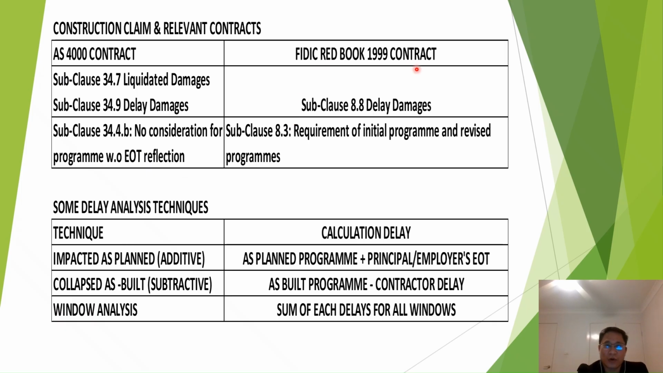As for the FIDIC Red Book 2017 contract, they have a particular clause. Clause 8 deals with claims for contract, but in subclause 8.8 delay damages, they state that the contractor has to pay a prior specified amount to the employer in case they fail to deliver the contract within the time for completion.